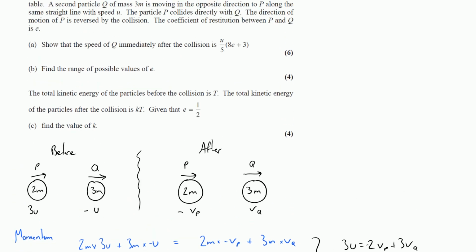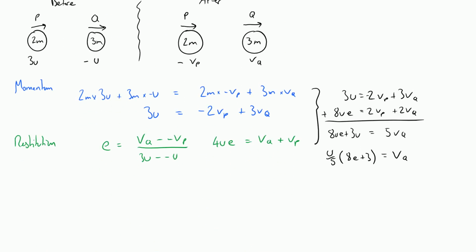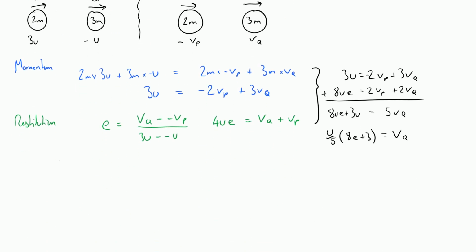The second part of this question, I want to find a range of possible values for e. To do this, I need to think about Vp, and the reason that I need to think about Vp is because I know it has changed direction, as I've signified by this negative symbol here. So I know that the actual value of Vp must be greater than 0.